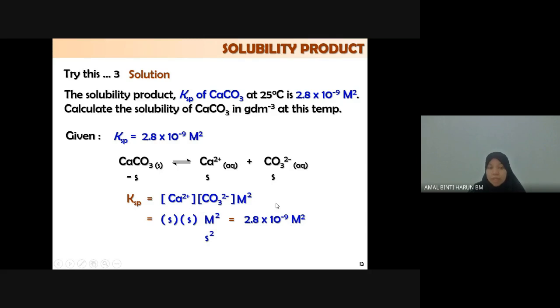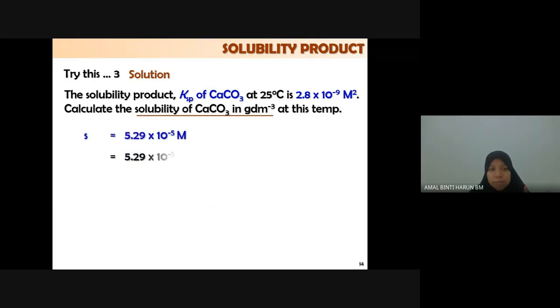Kan? And then so S square is equal to 2.8 exponent negative 9. Macam mana kita tahu S square? Sebab KSP diberi, KSP dia 2.8 exponent negative 9. Then the value of S 5.29 exponent negative 5. So S adalah solubility calcium carbonate. Okay. Tapi solubility tu dalam mol per liter ataupun molar solubility.